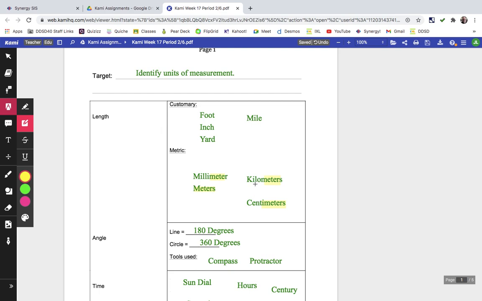So maybe tomorrow in the recap, or somewhere, maybe under Math 7 resources, I'll put a chart of what all the different prefixes mean. Like kilo means 1,000, milli means 1,000th.